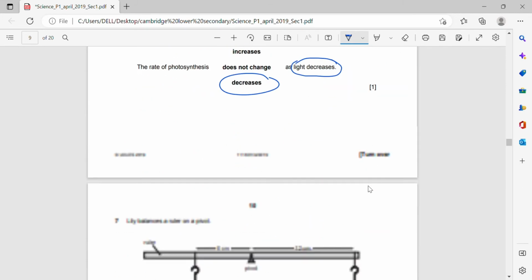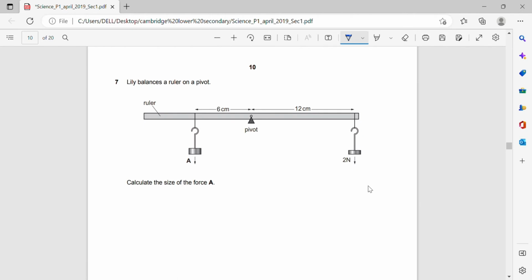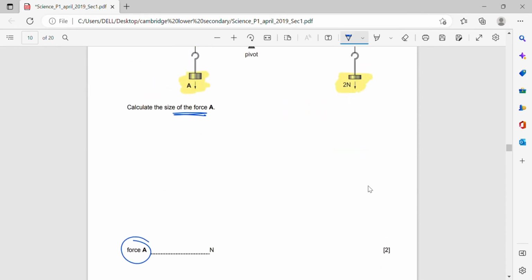Okay. Next question. Lily balances a ruler on a pivot. طيب يبقى عندي ruler on a pivot وهتعمل ايه balancing للruler. Calculate the size of force A. Okay. This is the physics part. طيب يبقى عندي هنا force A وفي force تانية of 2 نيوتن وعندي هنا ال distance وعندي هنا ال distance. اوكي هنحل المسألة دي ازاي؟ هنا طالب مننا force A بتساوي كام نيوتن يبقى الفاليو ده مطلوب مننا.